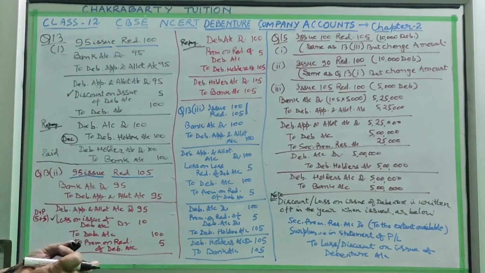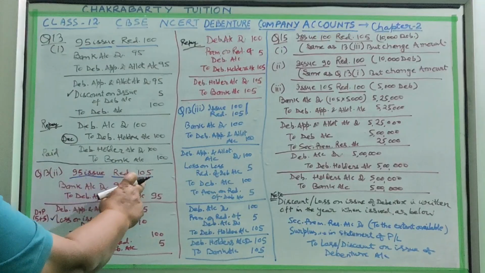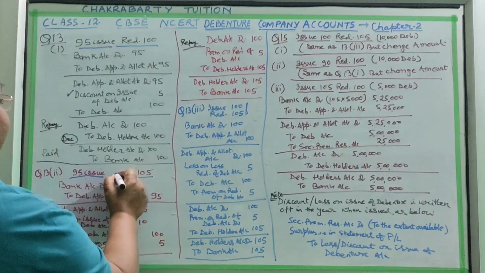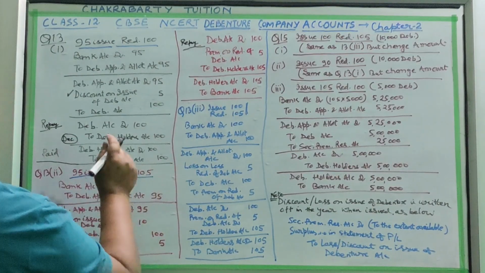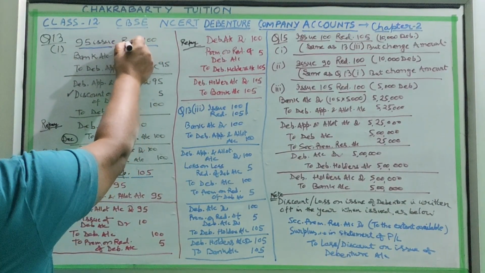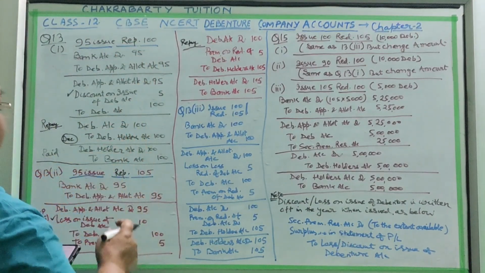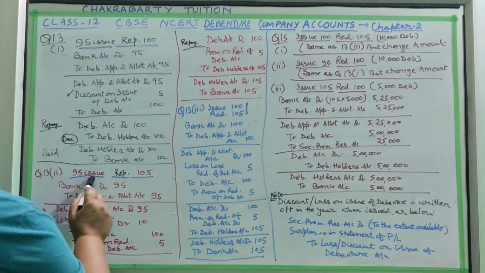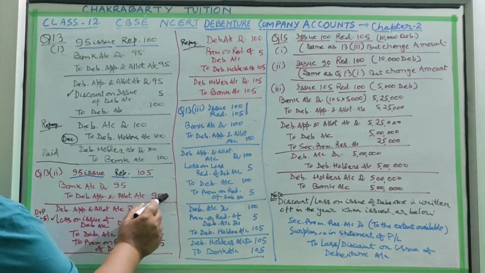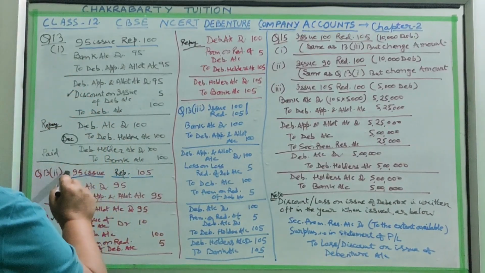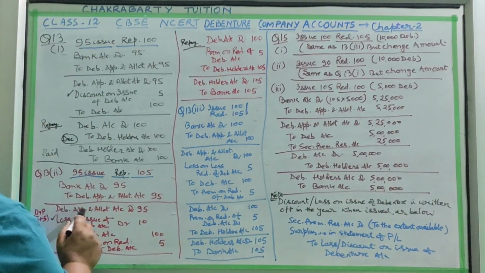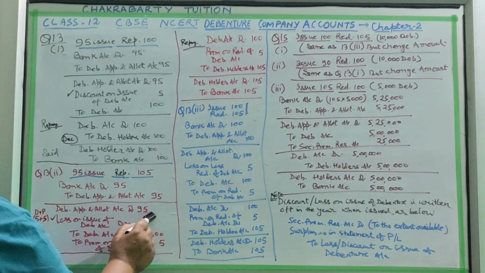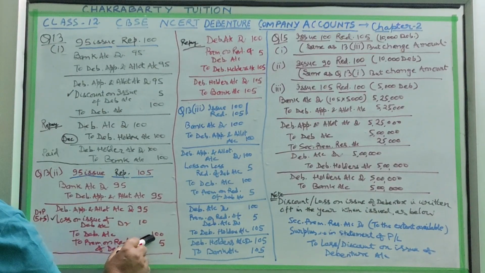Now question number 13.2. Debenture issued at 95 and repayable at 105. Here they are writing repayable, not redemption. So what will you do? You have received 95 rupees, credited to debenture application and allotment account, just like before, because the issue conditions are the same. Debenture application and allotment account will be debited by 95 and debenture account credited by 100.